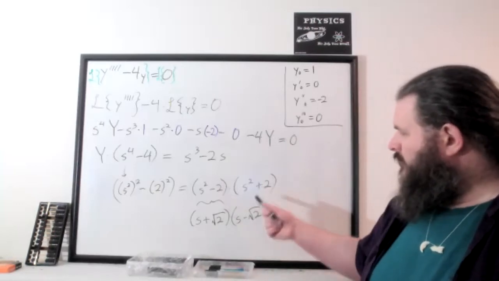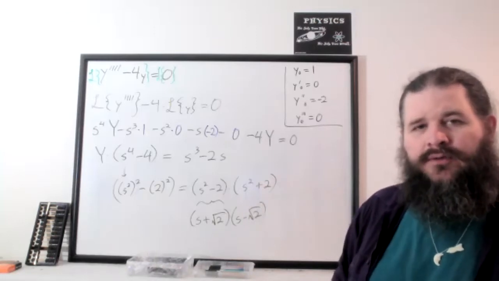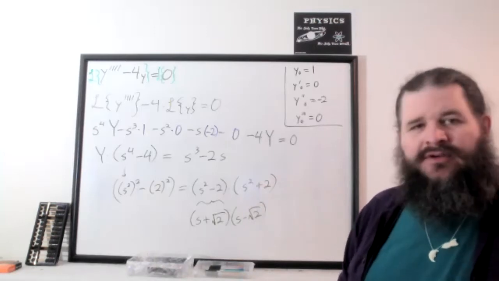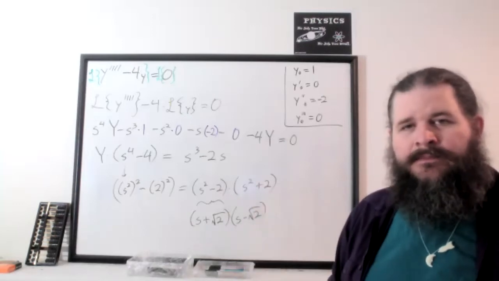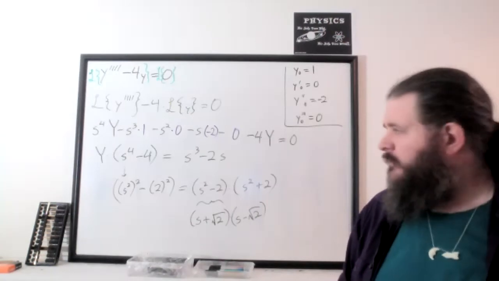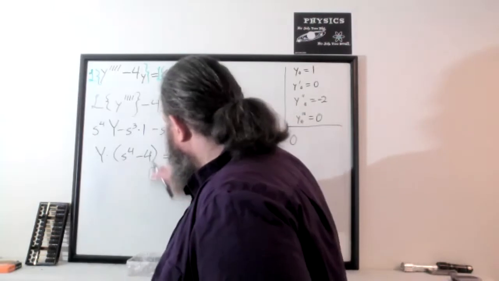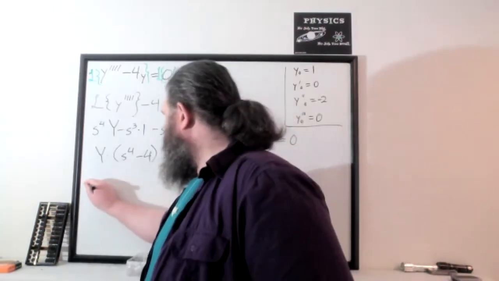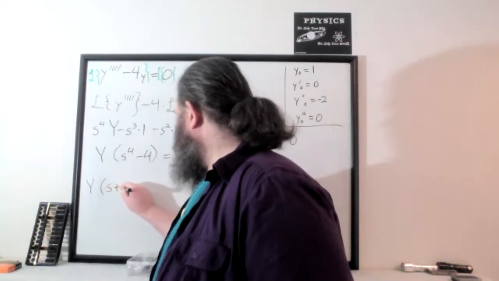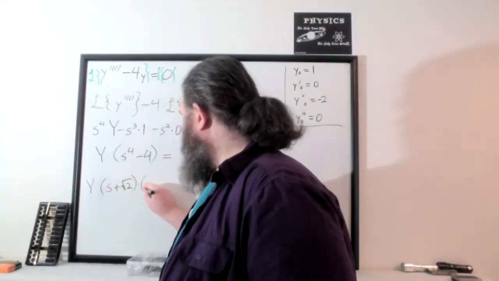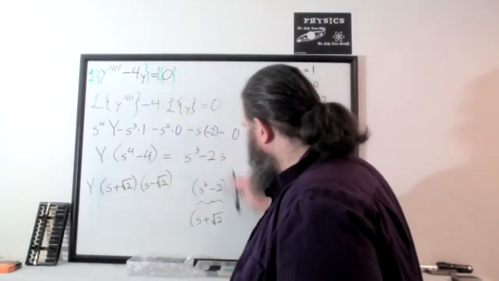s squared plus 2, you could factor it as s plus i root 2 times s minus i root 2. But we want to keep everything in terms of real numbers for now. So I would just leave this as if it were an irreducible quadratic, because in terms of real numbers, it is irreducible. So let's write that out. The left side of the equation factors into Y times s plus root 2 times s minus root 2 times s squared plus 2.